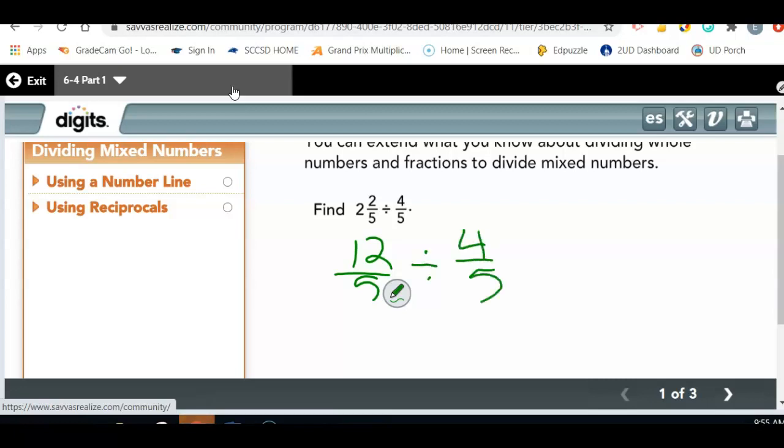I want you on your guided notes, the top right, next to the key concept, right up here. We're solving this together. So write the problem. Okay, write this problem right here. Then write it as a mixed number as an improper fraction. Lincoln, what do you think we do next?